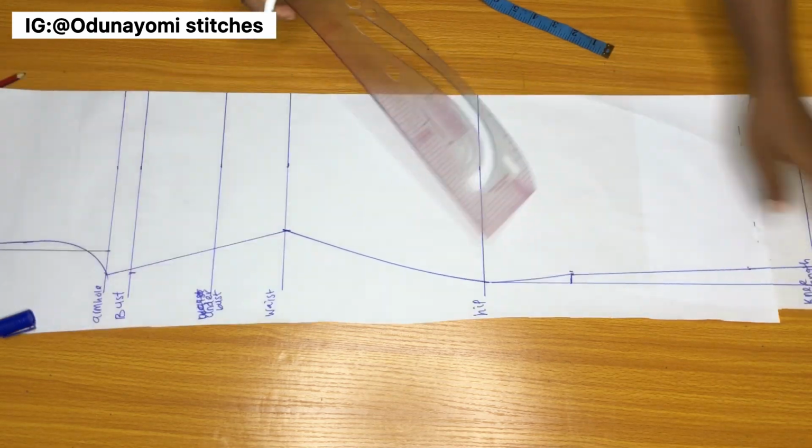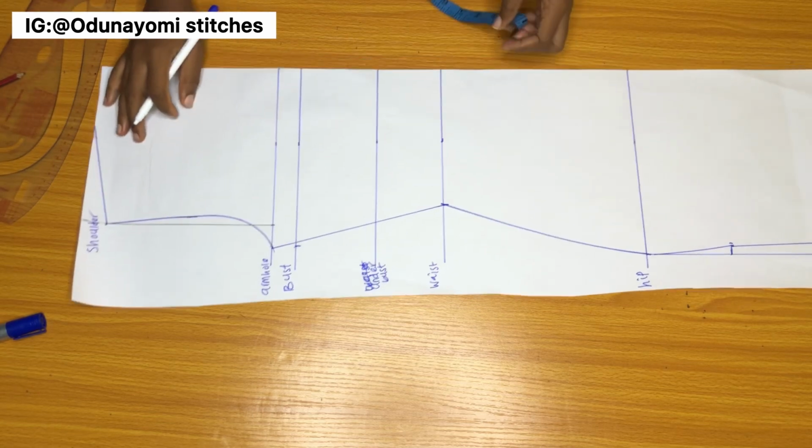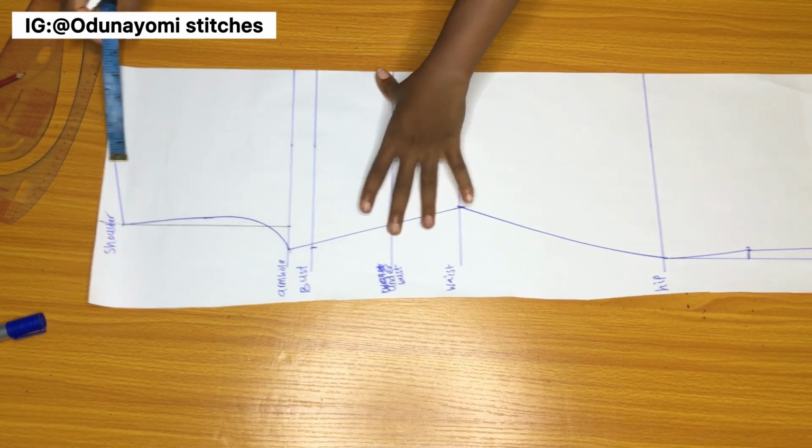This is just to make this pencil effect so that the gown is not straight, and so that the gown can have fitting on the body.